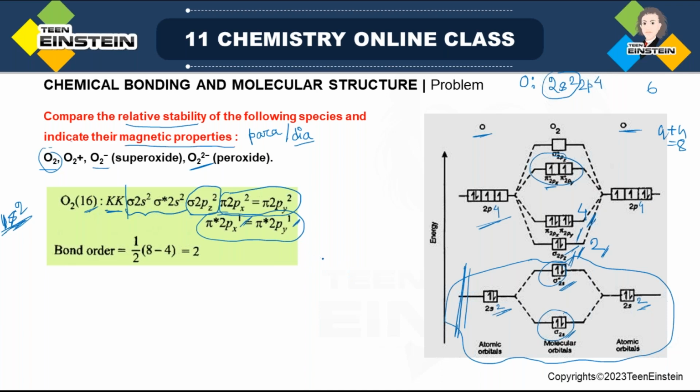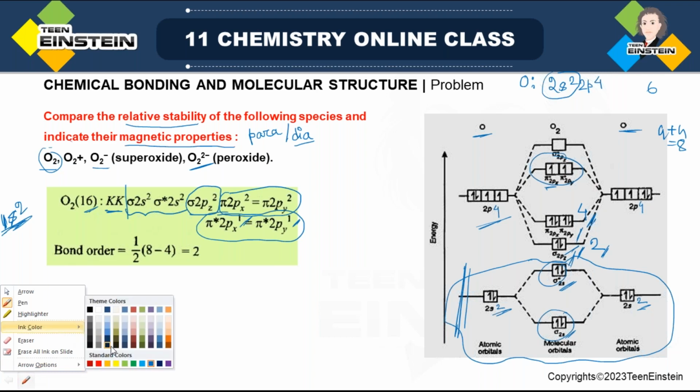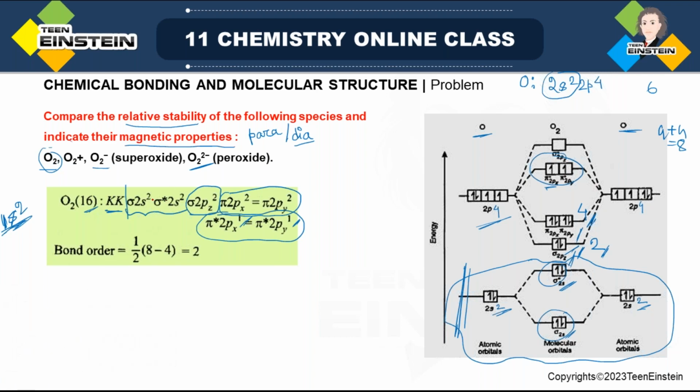And how to calculate bond order? Because from the bond order, you will be able to predict the relative stability. So here, how the bond order is calculated, you can see it is mentioned here: half of 8 minus 4. Now, how are you getting 8 electrons in bonding? It is basically 2, 2, so you can see 4 into 2, 8. And in anti-bonding, there are 4 electrons.